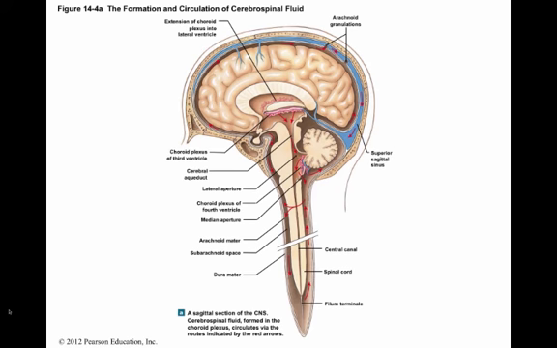Cerebral spinal fluid then circulates around the brain and the spinal cord and is reabsorbed by arachnoid granulations, which project into the veins of the dural sinuses. Inside each ventricle is a specialized capillary called the choroid plexus, where cerebral spinal fluid is produced.